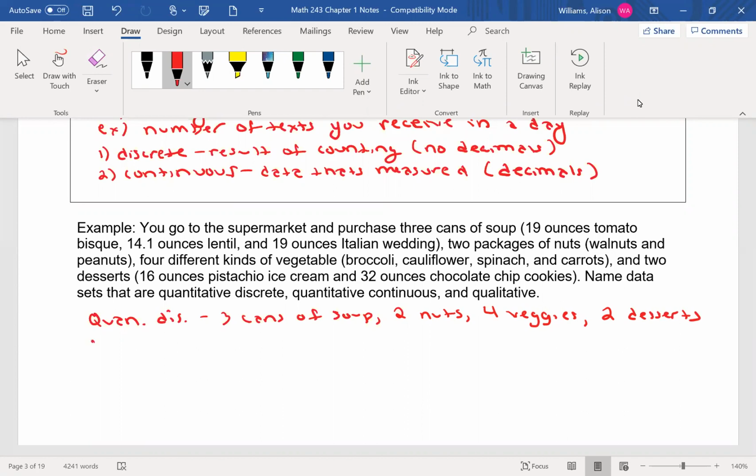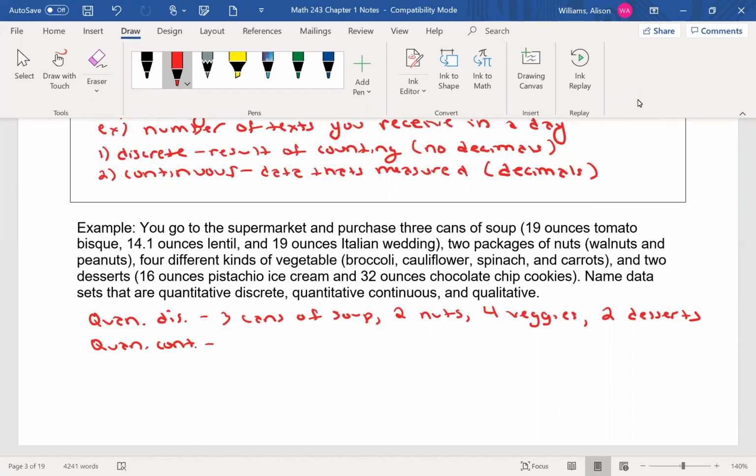For quantitative continuous, now we're talking about things where decimals could be allowed. And really, the first thing I'm going to go to are those ounces because those ounces are representing weights, and weights could be decimals. In fact, you can see decimal ounces. We do for the lentils. See here in the lentils, it's 14.1 ounces. So decimals are allowed when you're talking about ounces. That's not uncommon. Therefore, those will all be continuous and quantitative.